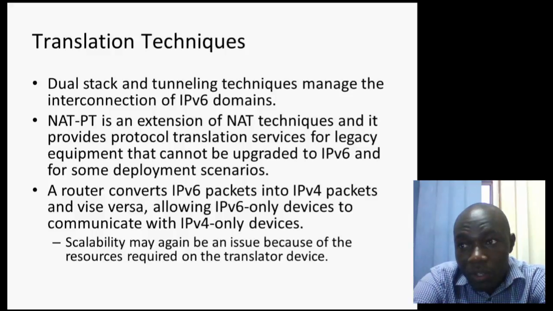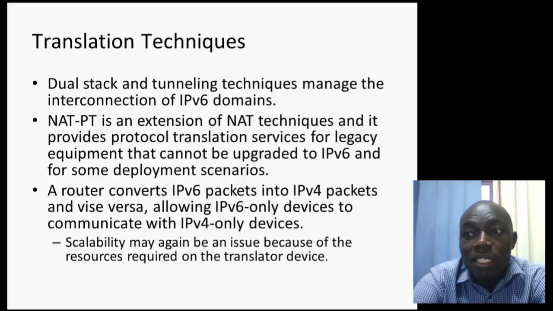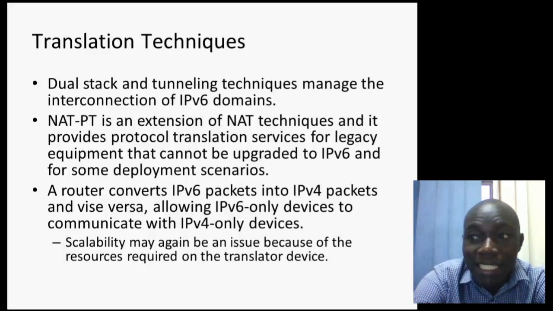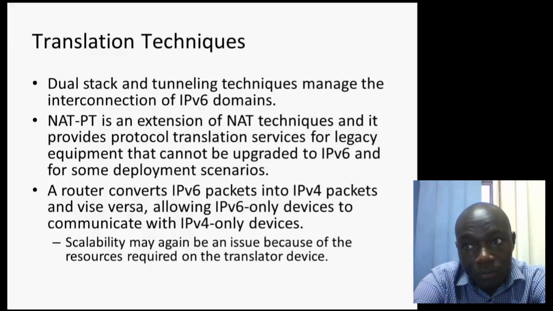A router converts IP version 6 packets into IP version 4 packets and vice versa, allowing IP version 6 only devices to communicate with IP version 4 only devices. So again, here scalability may be an issue because of the resources that are required on the translator device. Now, as a comparison, dual stack and tunneling techniques manage the interconnection of IP version 6 domains.